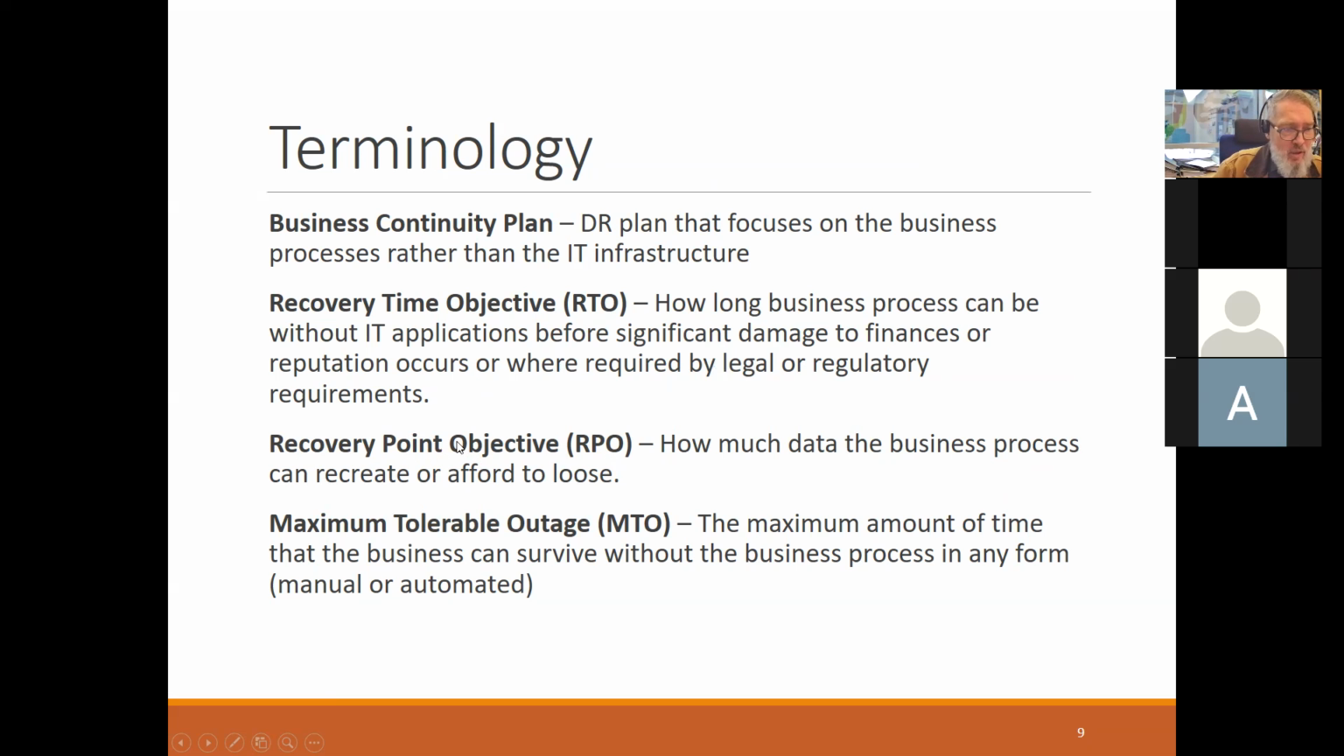Then we have another similar one, but this is going to be a different number: the recovery point objective. That's going to be about the data. So how much of this data can we lose and still stay in business?